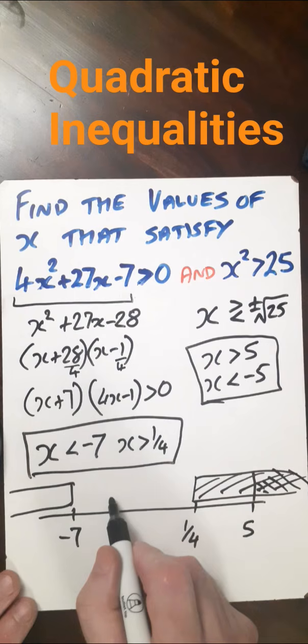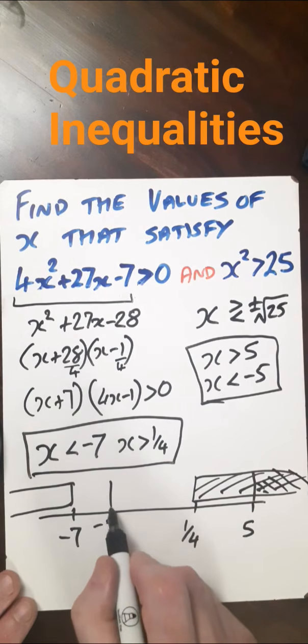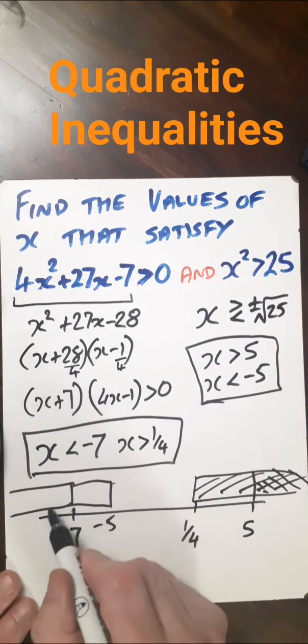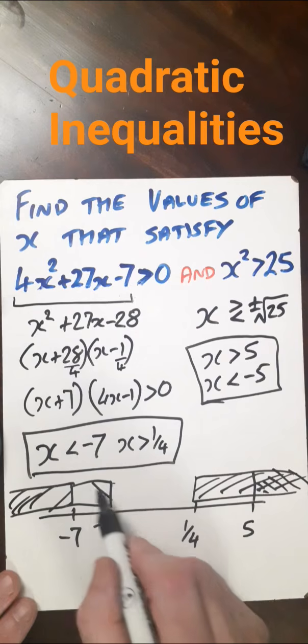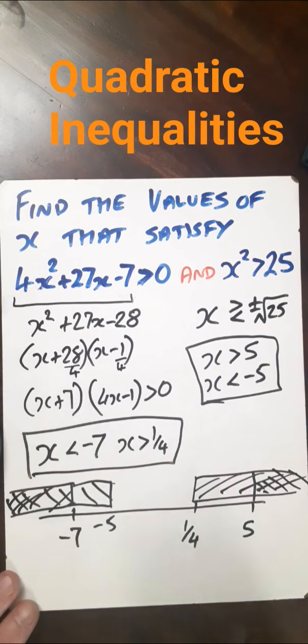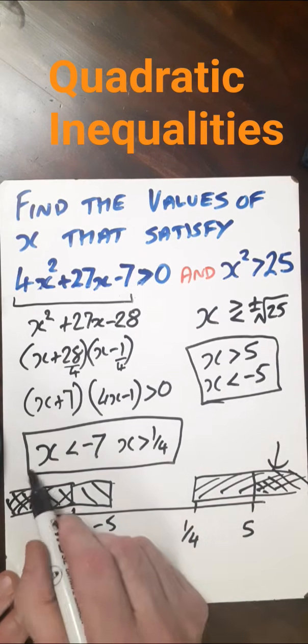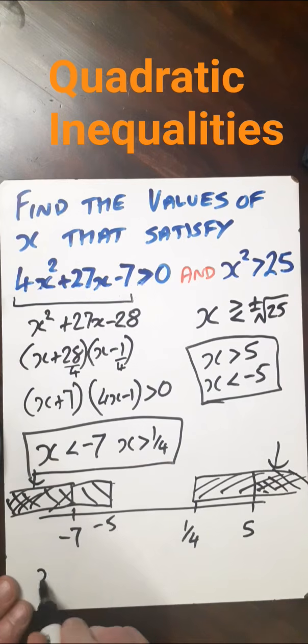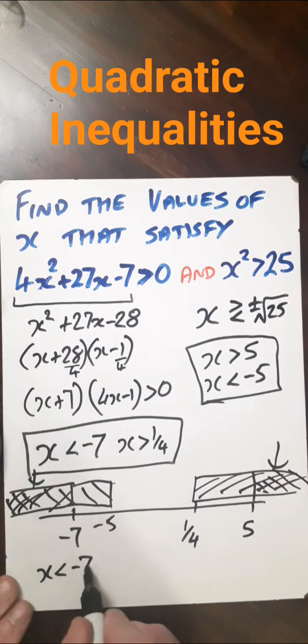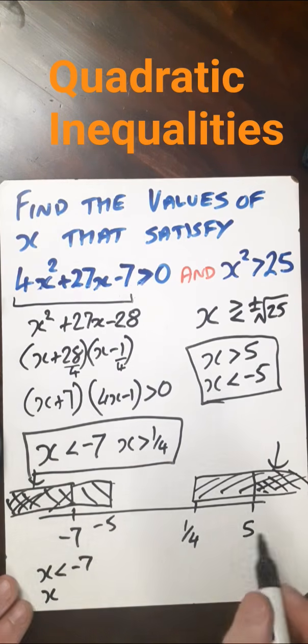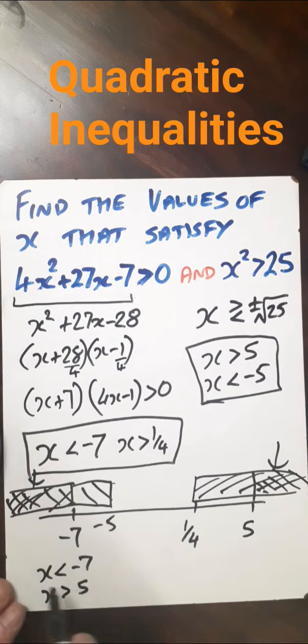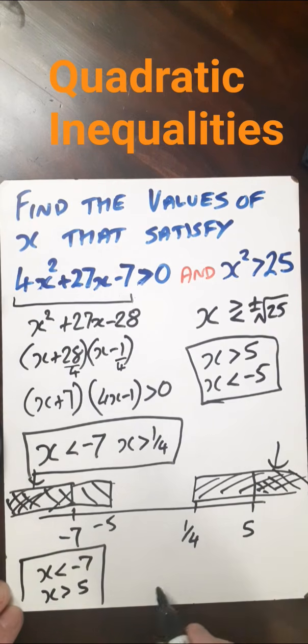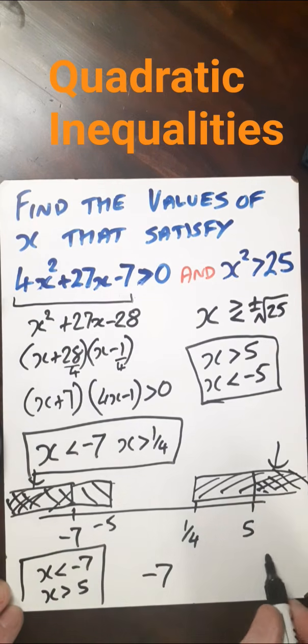And now for minus 5, let's put minus 5 here. We'll join up here. So the minus 7 will go there, and the minus 5 will go all the way along here. These are my critical bits. So I want x to be less than minus 7 and x to be greater than 5. So that would be good enough for the answer, but I'm going to write that from minus 7 to 5.